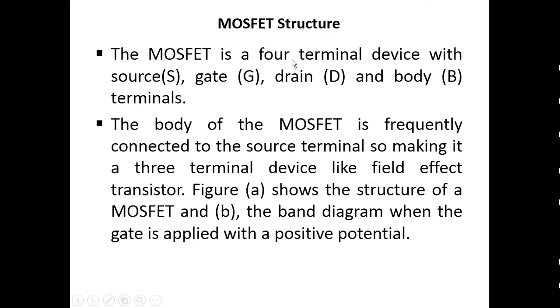The MOSFET is a four-terminal device with a source, gate, drain and body. So source is represented as S, gate as G, drain D and body B. The body of the MOSFET is frequently connected to the source terminal, making it a three-terminal device like a field effect transistor. Figure A shows the structure of a MOSFET.